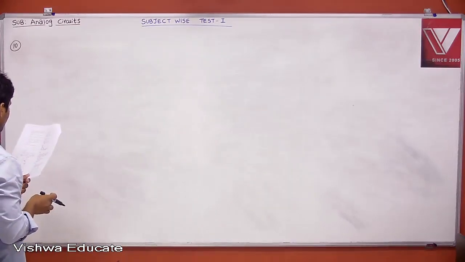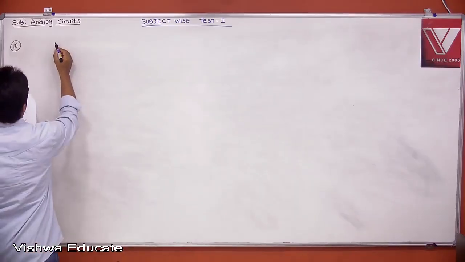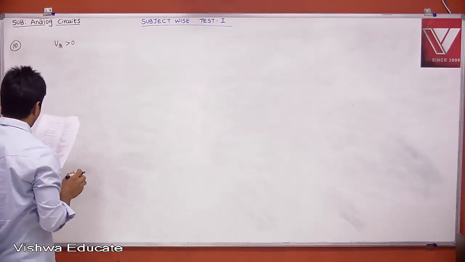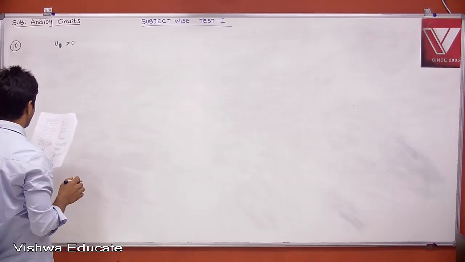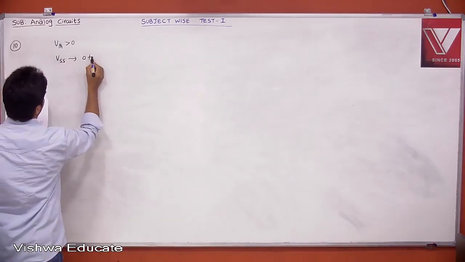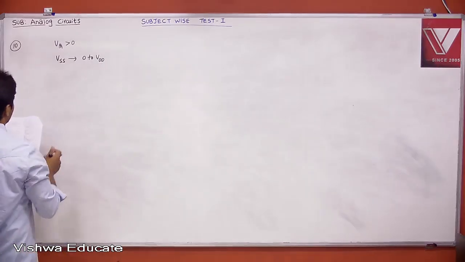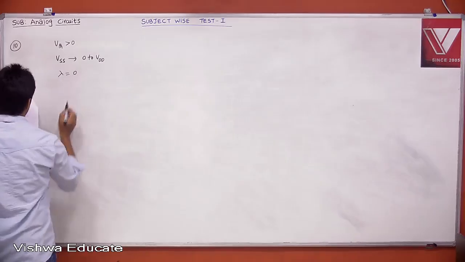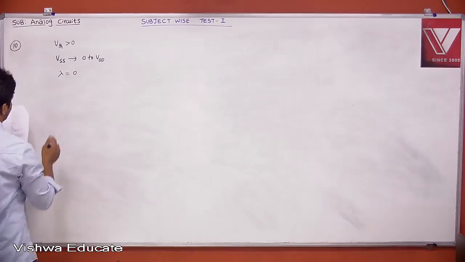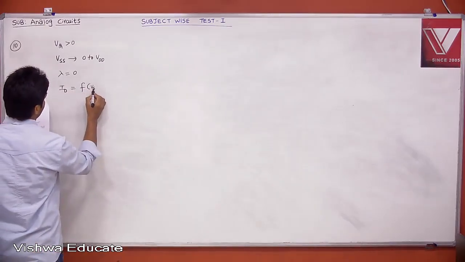For the N-channel MOSFET circuit shown in the figure, the threshold voltage VTH is greater than 0. The source voltage VSS is varied from 0 to VDD. Neglecting channel length modulation, saying that lambda is 0, what is the drain current ID with respect to VSS?